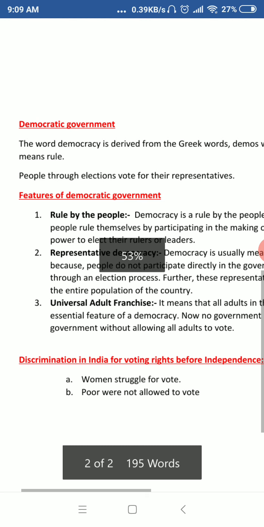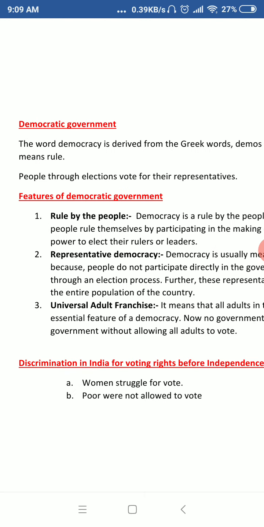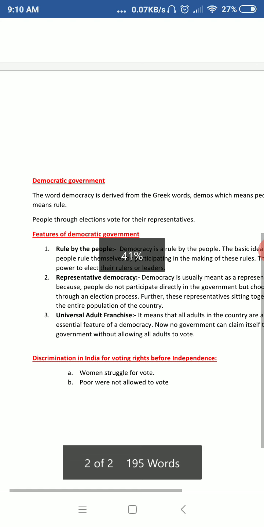So first of all, what is democratic government? Democratic government means that in such a government the people have the right to vote, and they are selecting their representatives, and these representatives are ruling the country, right? They are taking decisions for the welfare of the people.